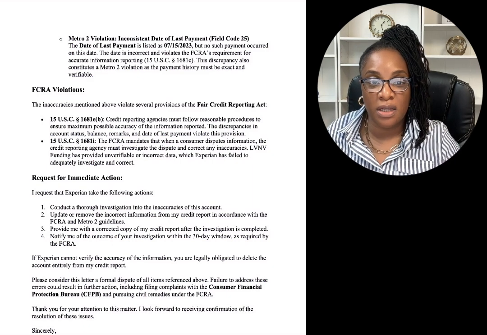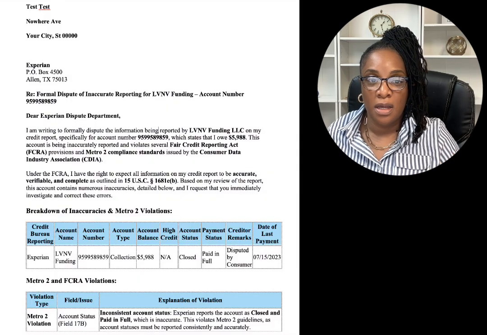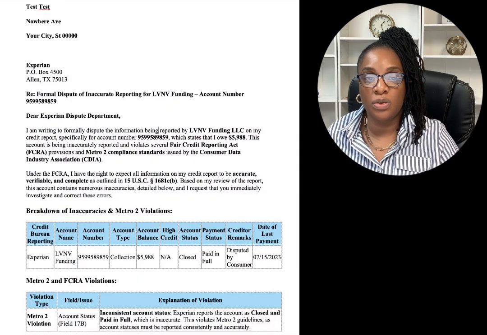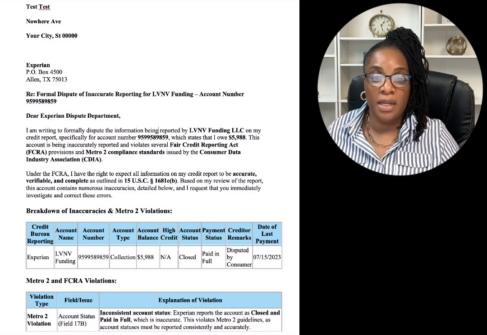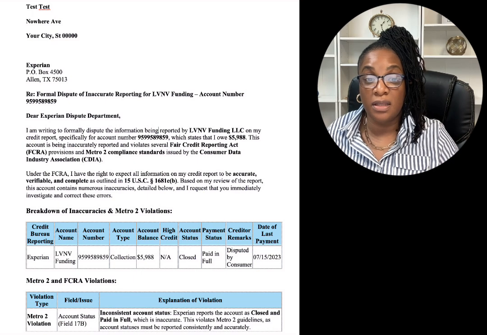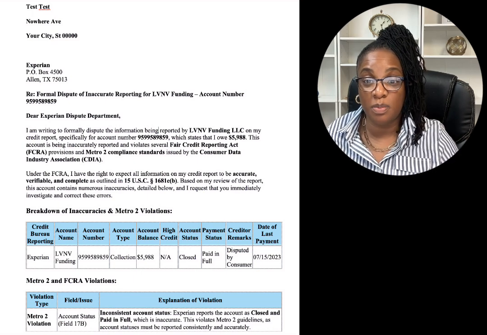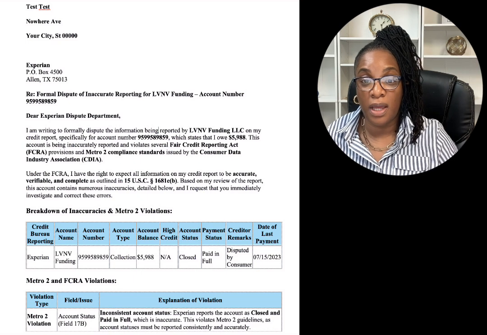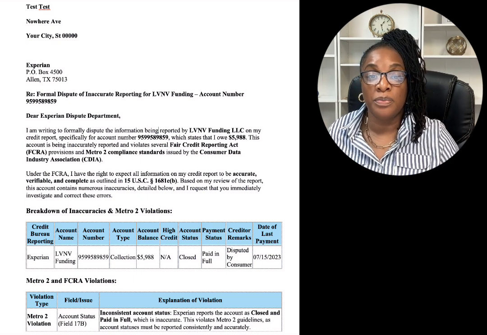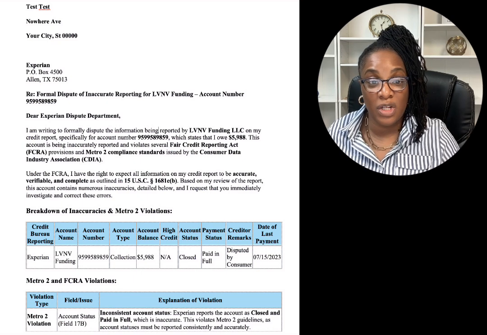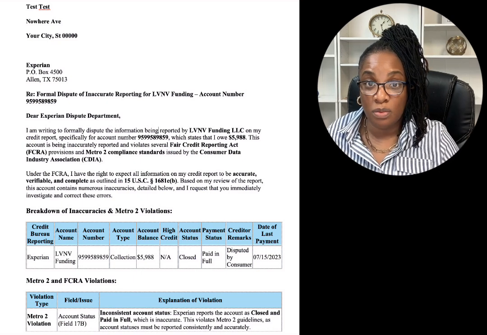So as you can see on this letter, typical letter, name, address. This is the company that we're sending it to. The reason is a formal dispute of inaccurate reporting for LVNV Funding, and here's the account number. And basically, we're going to start off by telling them why you are writing them this dispute letter. And as you can see here, we are giving them Fair Credit Reporting Act law from the very start. We're also challenging their CDIA standards as well, which is the Metro 2.